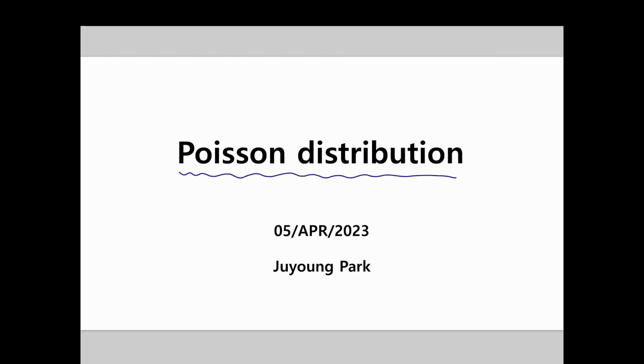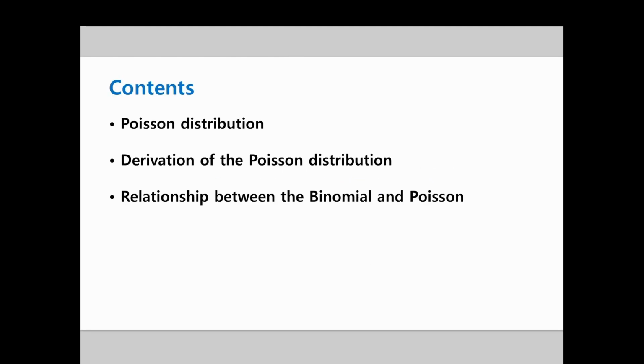This video topic is Poisson distribution. It is a widely applied discrete probability distribution. So in this lecture, we'll discuss it in detail. First, we briefly look at the Poisson distribution, that is, its definition, and I try to derive the PMF of the Poisson distribution. And finally, the Poisson distribution is closely related to the binomial distribution, so I will introduce it with an example.